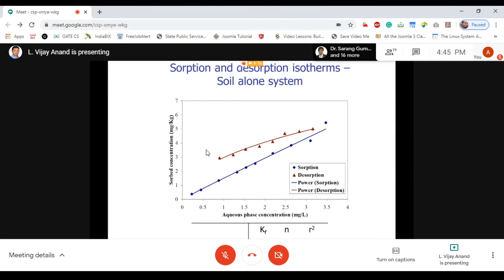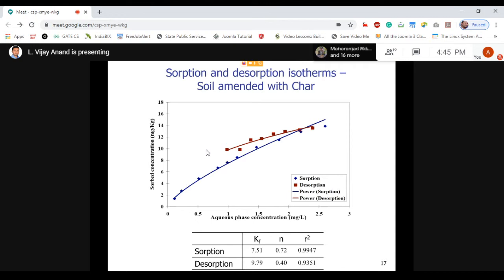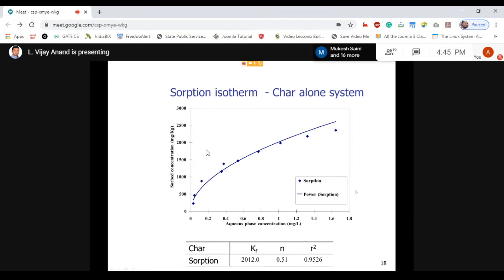This is for the soil alone data. The KF and N and the coefficient of correlation are also given. Yes, KF and N are the Freundlich parameters. This is for the soil system, and it can capture the non-linearity in the char-amended soil system, and it can work for the char alone system as well. So it is not a linear option. It might be easier to go with the linear, but linear is not going to work. Yes, that is very clear. If you have shown that R square is very close to one with KF and N, that is much better. I agree.